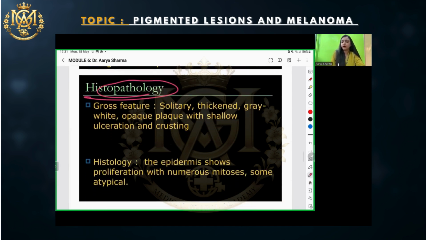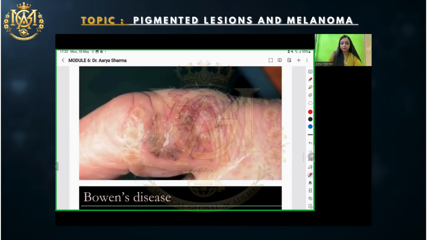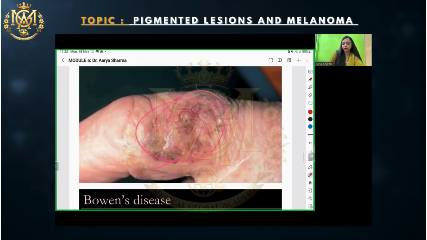If I talk about the histopathology, you have a gross feature and a histological feature. Gross feature, there will be a solitary, thickened, gray-white, opaque plaque with shallow ulceration and crusting that you will be able to see. In histology, the epidermis mainly shows a proliferation with numerous mitoses and some of them are atypical. See this grossly that you are able to see.